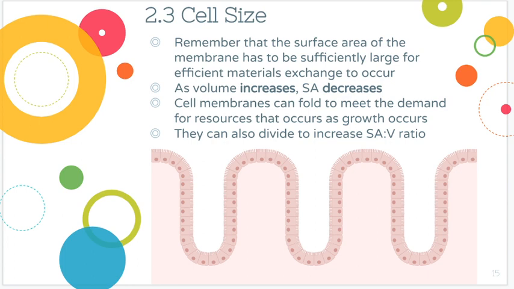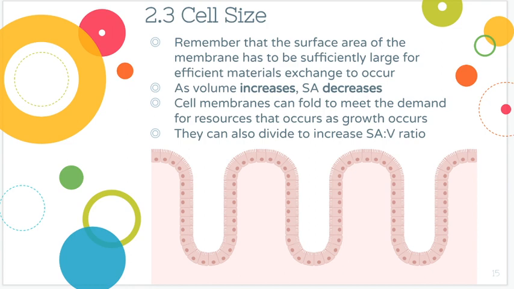And that increases surface area as well for absorption of nutrients. And so the other thing that cells can do is once they get to a certain size, in order to increase their surface area to volume ratio, they undergo cell division. They can divide themselves into two smaller cells so that they can increase that surface area to volume ratio.